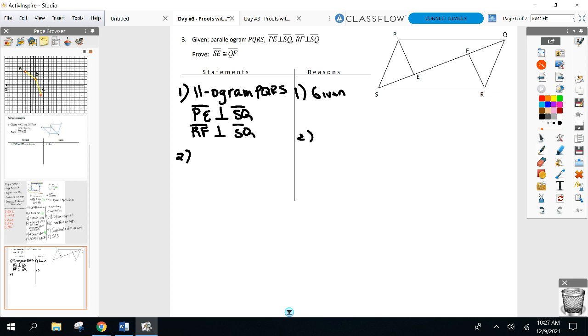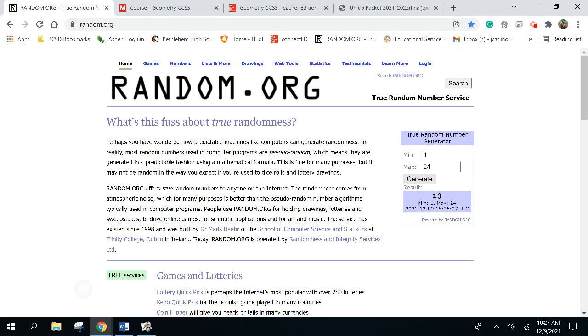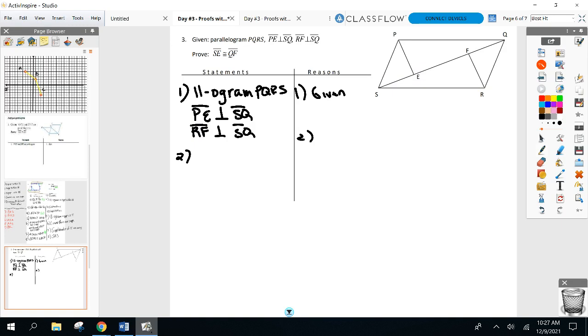Triangles, right? Pick the two triangles we need then. Look at them. There's only two triangles that are going to contain SE and QF. Name them so I can highlight them. Name the two triangles I'm going to need. Oh, good job. I've got to prove those congruent now so I can say CPCTC.